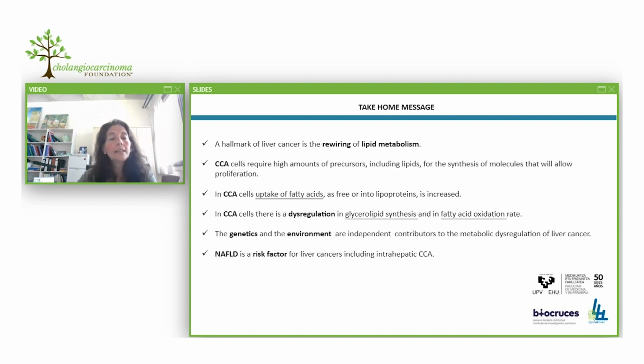The genetics and the environment are independent contributors to a metabolic dysregulation of liver cancer, and NAFLD is a risk factor for liver cancers, including intrahepatic cholangiocarcinoma.